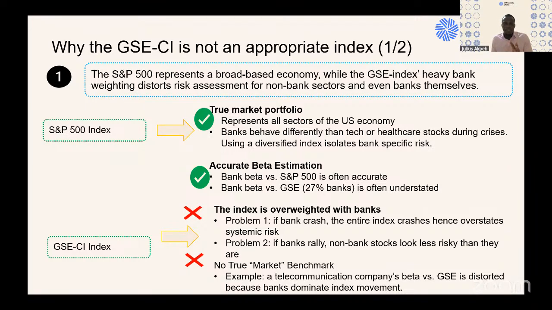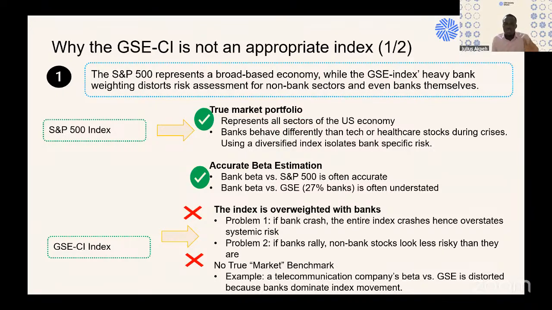The first problem is that because it is overweighted with banks, if banks crash, the entire index crashes, hence it overstates systemic risk. It's supposed not to have crashed. But if the banking sector crashes now, the index will crash. It should have been in a way such that even if the banking sector crashed, the impact on the index would be minimal.